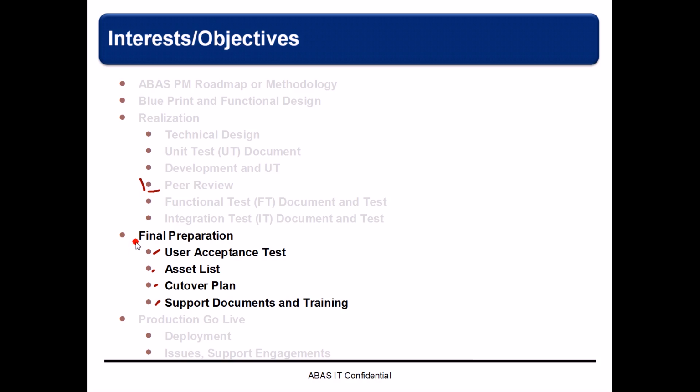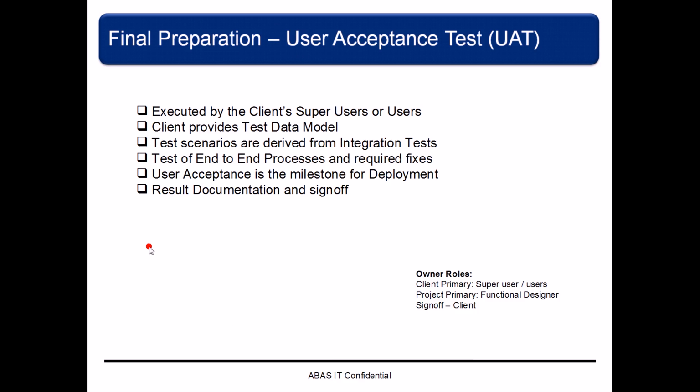So coming to final preparation, the user acceptance test. There are a couple of characteristics of this test. One is that it is executed by the client, super user, or users. The client provides the data model, because these are business applications and they have to have some data that the test will be run against, and that data has to be provided by the client. The test scenarios are derived from the integration test. This will address the end-to-end process.